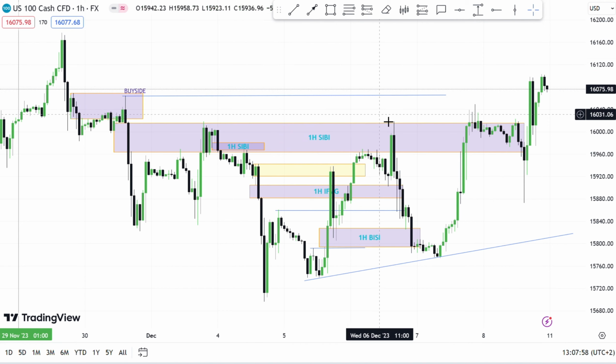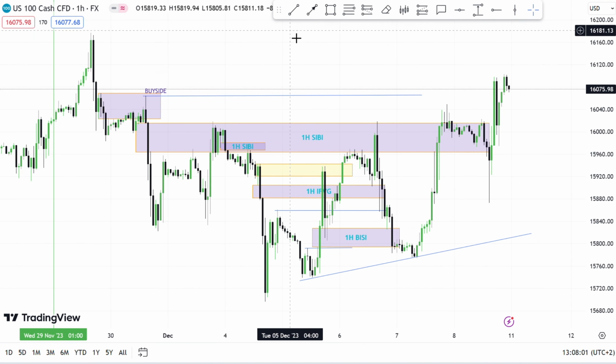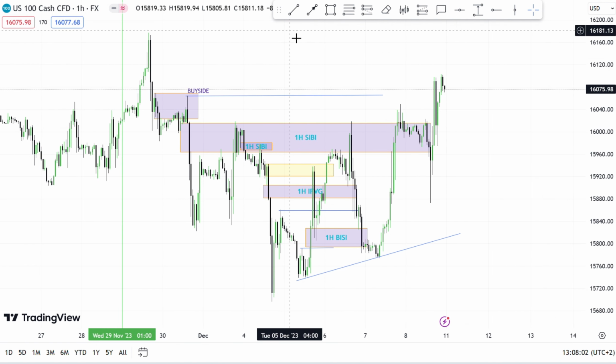As you can probably see here, there are so many things going on, like the SMT, CBs, BISIs, and all that. Today, we're not focused on that. We focused on trading sessions. So, there are 4 trading sessions.